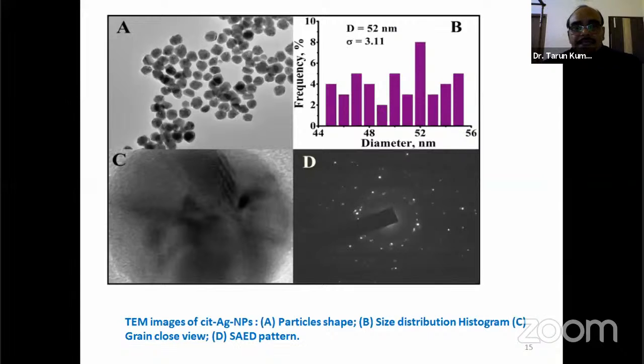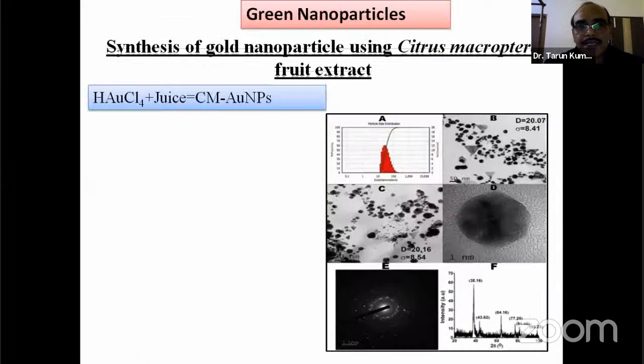These are some particle sizes from the TEM image, the transmission electron microscope. From here you can get the particle size and the distribution, and there you can also find the different planes. This is the selected area diffraction pattern, and from there you can also get a different idea. I just give you an idea of how the nanoparticles look.